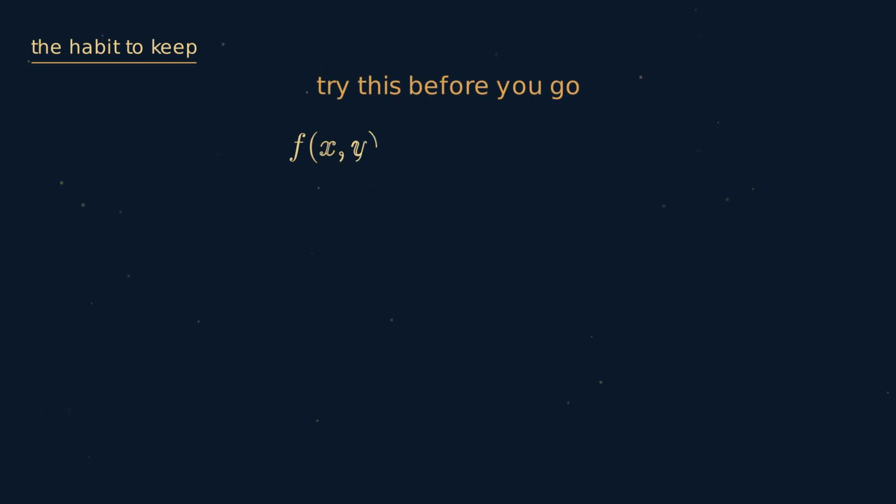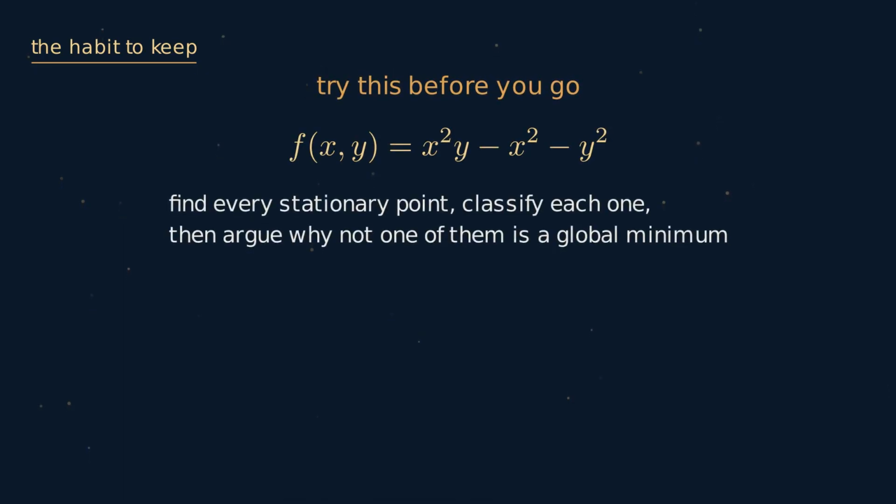Before you go, try one yourself. x squared y minus x squared minus y squared. Find every stationary point, classify each one, and then argue why not a single one of them is a global minimum.